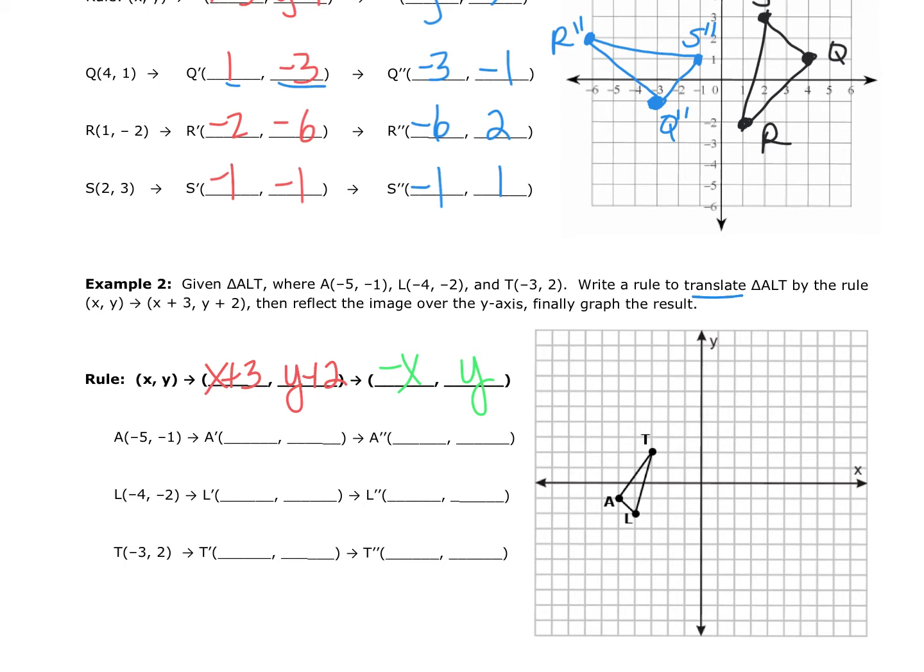Okay, so we start off by translating each of our points by the rule. So -5 plus 3 is -2. -1 plus 2 is +1. -4 plus 3 is -1. -2 plus 2 is 0. -3 plus 3 is 0. 2 plus 2 is 4. Any questions about what I'm doing there?